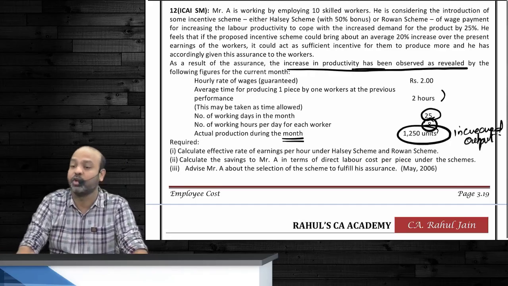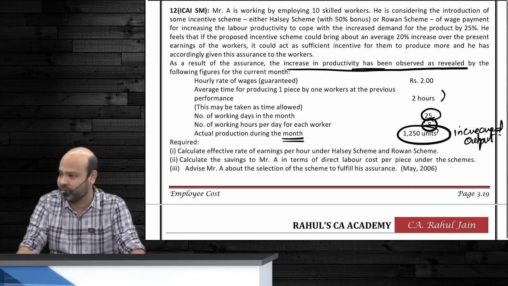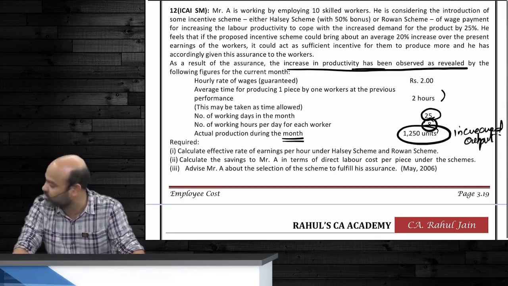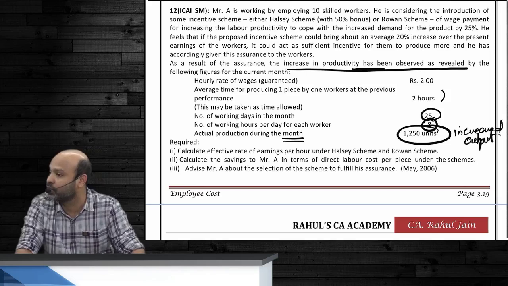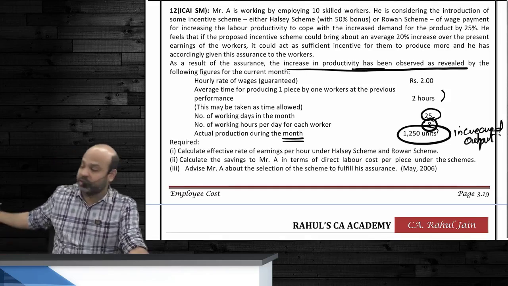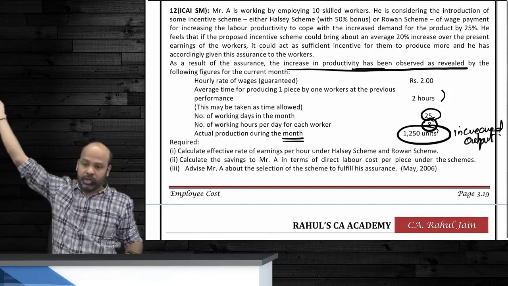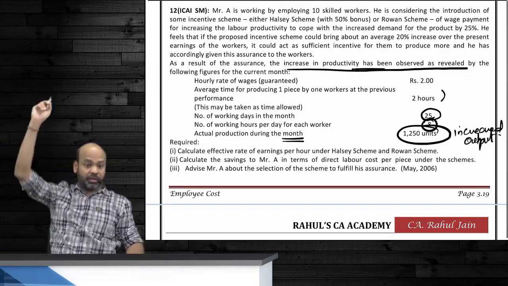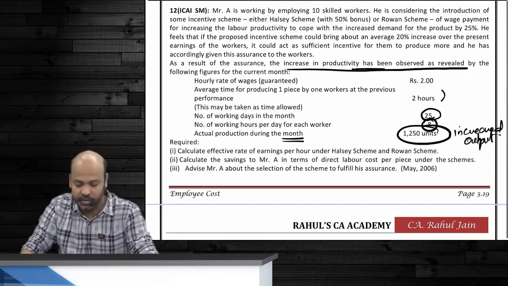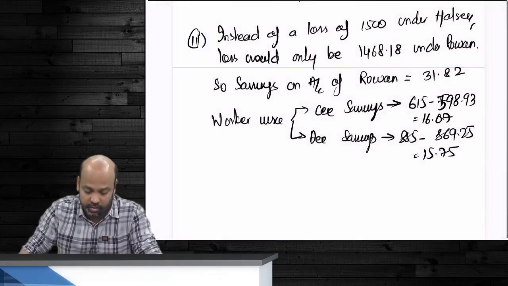You just have to compute wages under Halsey scheme and under Rowan scheme, guys, for an output of 1250 units, and under existing system for an output of 1000 units. And then we can answer those bits. Are we all clear about the question, guys? Yes or no? Chalo, let's start writing, guys.